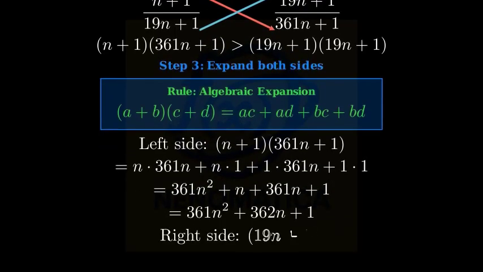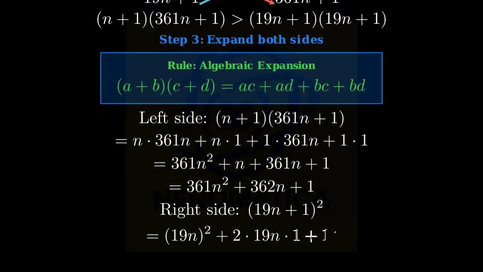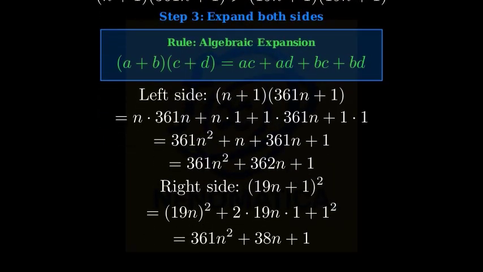Now for the right side. We need to square the expression 19n plus 1. Using the formula for the square of a binomial, we get 361n squared plus 2 times 19n times 1 plus 1 squared. This simplifies to 361n squared plus 38n plus 1.